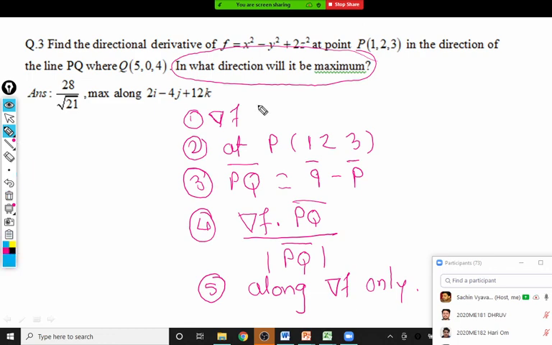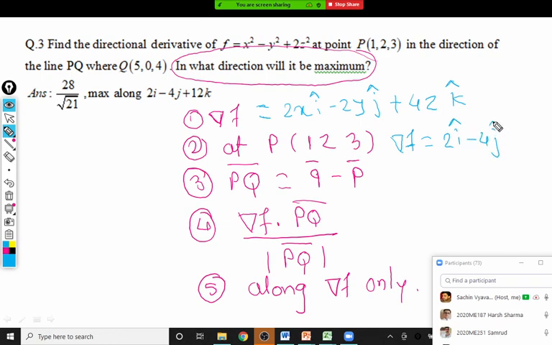Let me write the first step here, or anyone can tell me. Step number 1, del f. What is it? Dou f by dou x i cap, that is 2x i cap minus 2y j cap plus 4z k cap. So this is the general directional derivative. Now at that particular point, what is the vector we get? At (1, 2, 3): 2i cap minus 4j cap plus 12k cap.